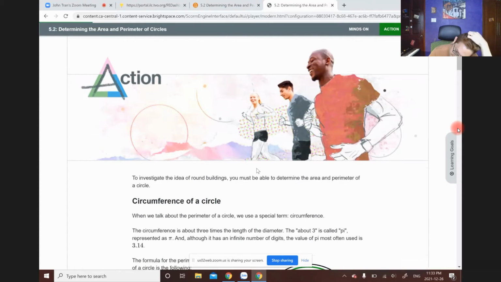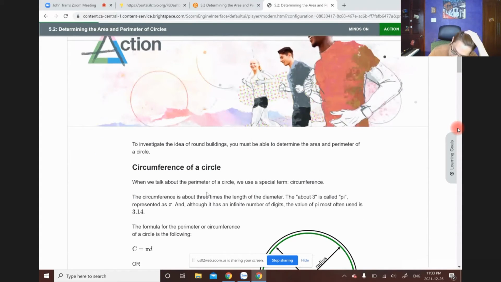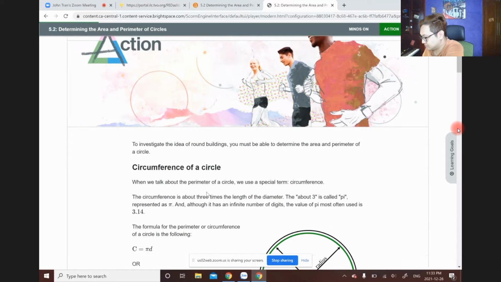To investigate the idea of round buildings, you must be able to determine the area and perimeter of a circle. When we talk about the perimeter of a circle, we use a special term, circumference. The circumference is about 3 times the length of the diameter. The "about 3" is called pi.